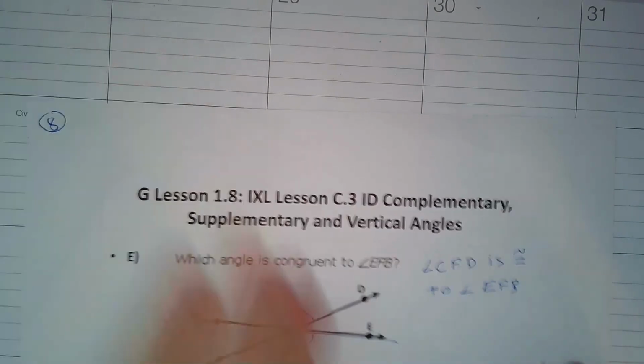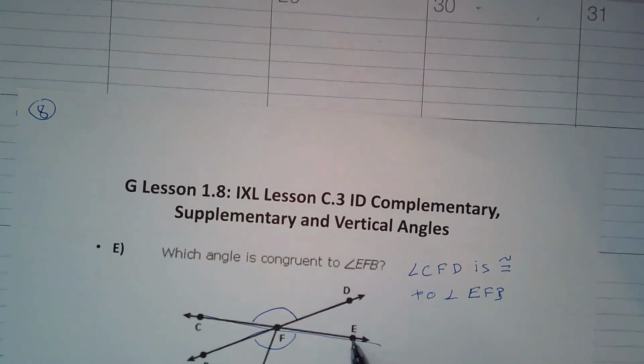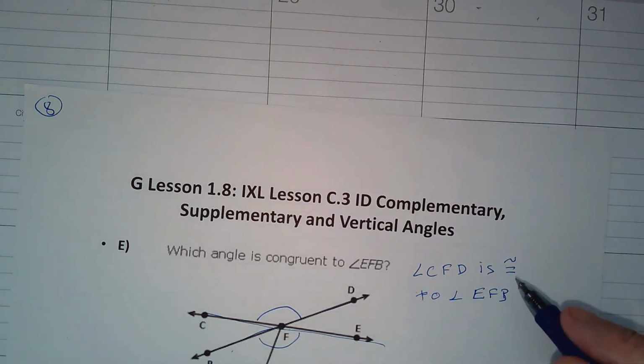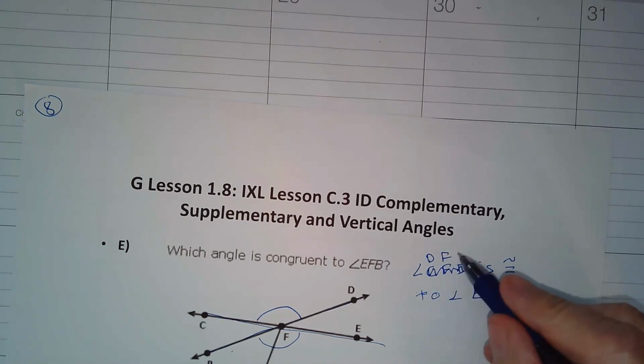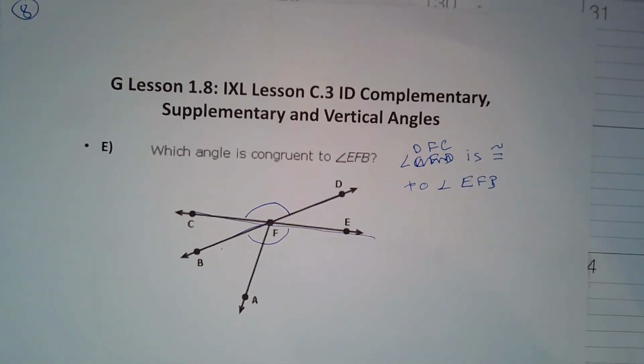Now I did something, and I didn't do it on purpose, but it makes a good lesson. This angle EFB, you read it EFB, in other words, from right to left. And if that's the way they name it, then we're supposed to name the other angle from right to left. So that would be DFC. So I'm going to change this and reverse it to DFC. I had the letters in reverse, the way they had set it up. Okay, so that is everything here.